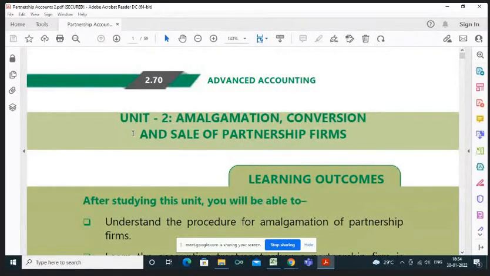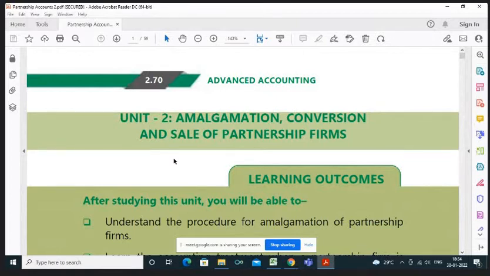All these things we have learned in unit 1. Now we are moving into unit 2. Here in this unit 2, our objective is to learn the accounting treatment in the case of amalgamation of partnership firms. What is amalgamation of partnership firms?